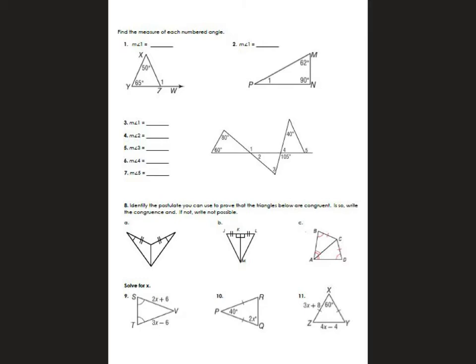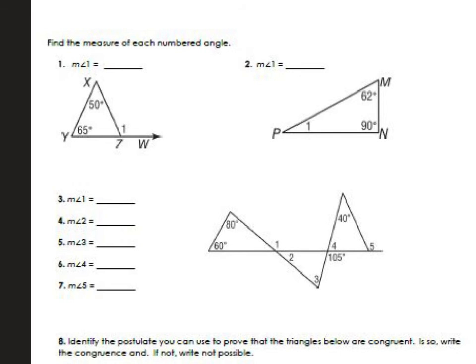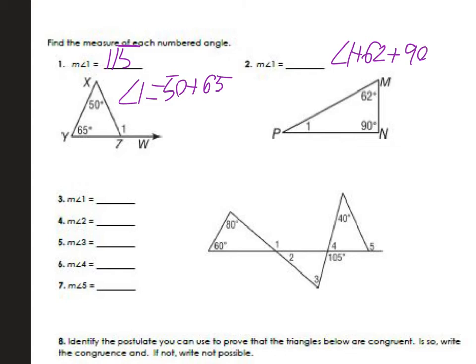Practice problems. Find the measure of each numbered angle. Well, here, number 1, we have the setup for an exterior angle theorem, such that angle 1 is equal to 50 plus 65, or 115. Whereas in problem number 2, we have an interior angle theorem, such that angle 1 plus 62 plus 90 must equal 180, which means that angle 1 must equal 28.